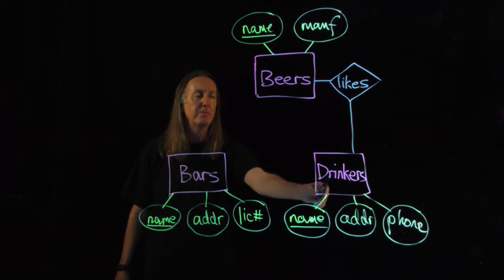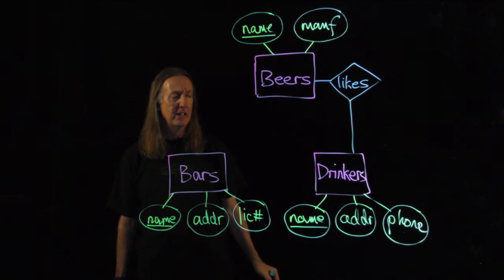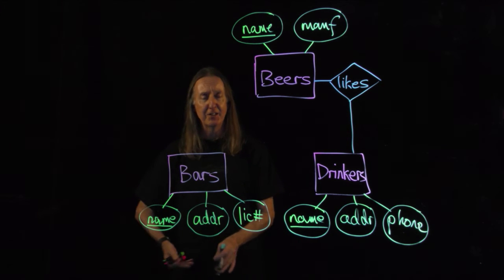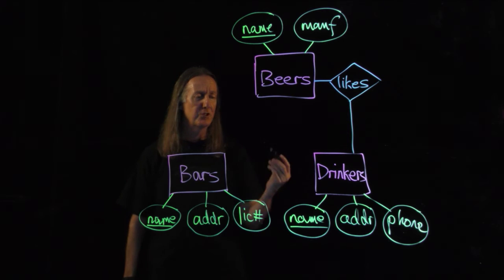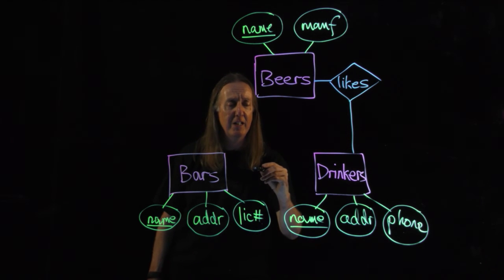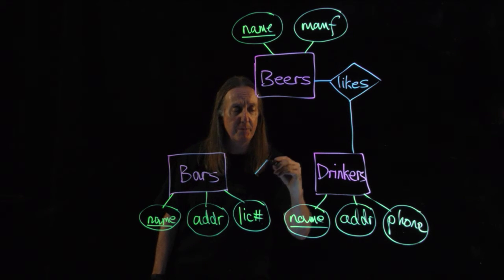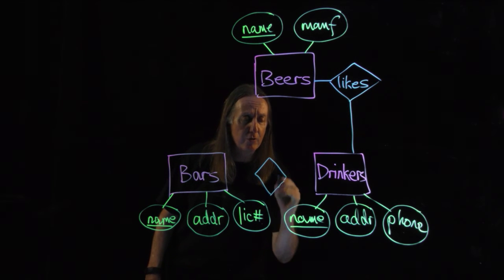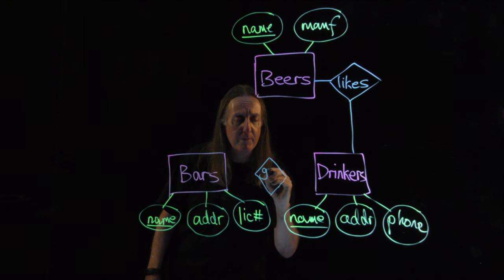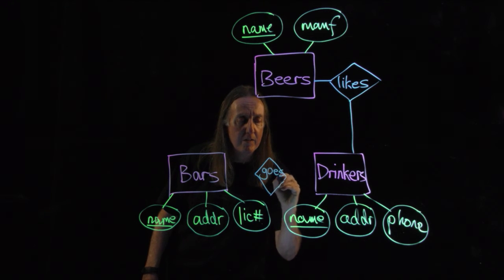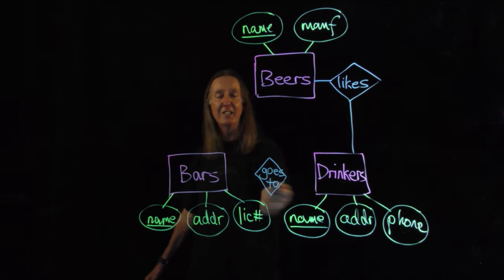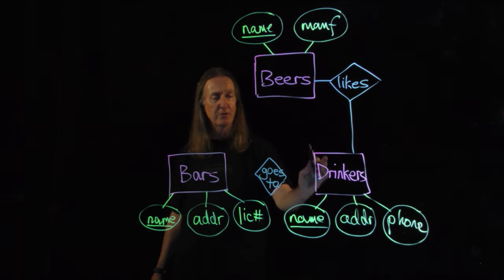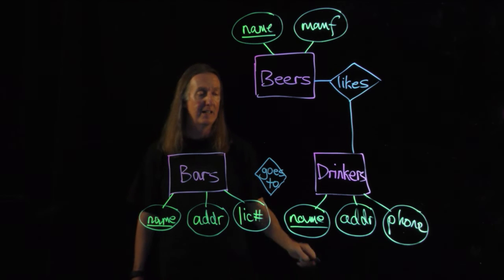Next relationship between drinkers and bars. So drinkers go to bars in order to drink beer. We're assuming people aren't drinking at home. So we need a relationship between drinkers and the bars that they go to. So let's have a relationship called goes to. And once again, we're reading the relationship in that direction. Drinker goes to a bar.